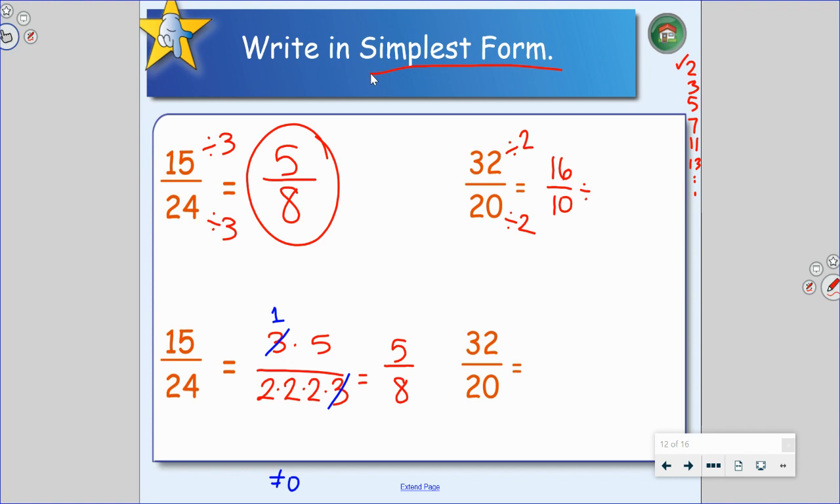Nevertheless, those are both even as well. 8 over 5. Does 2 go into that? 2 goes into 8, but 2 does not go into 5. Keep on going. 3 goes into neither. 5 goes into 5, but not 8. 7 goes into neither, and now we're too big.